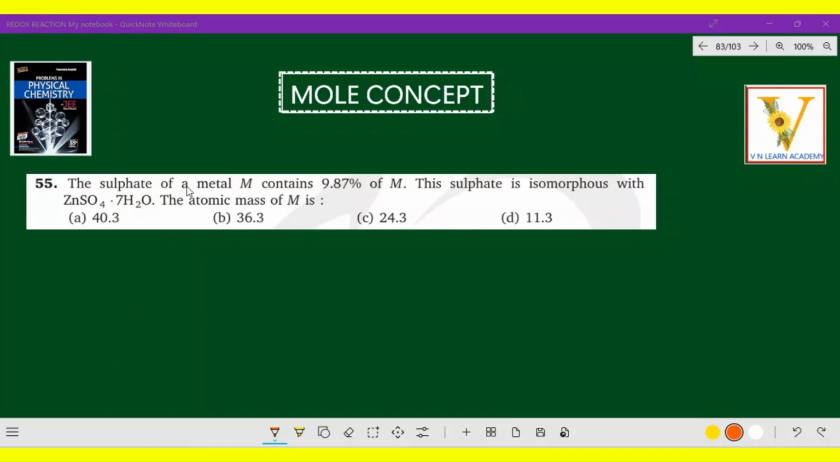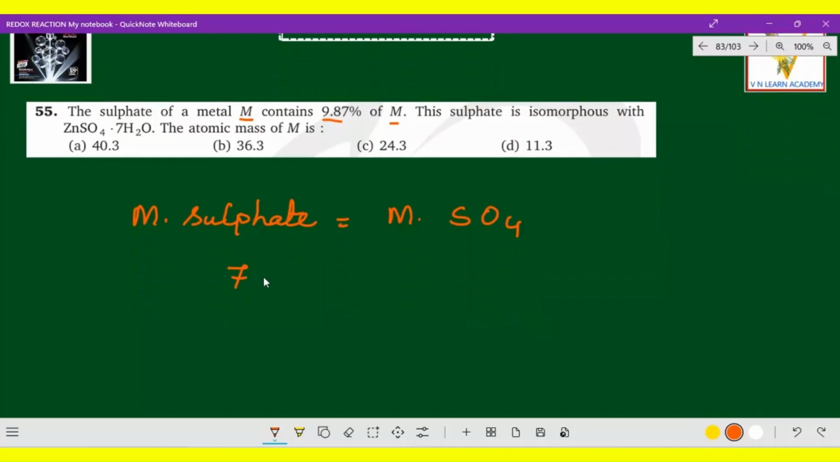The next question: sulfate of a metal M contains 9.87% of metal. This sulfate is isomorphous with zinc sulfate, 7H2O. Actually, we have to identify the atomic mass of M. Okay, now come on, let us find out. So the metal sulfate is actually M for metal, and the sulfate SO4, with 7H2O also.